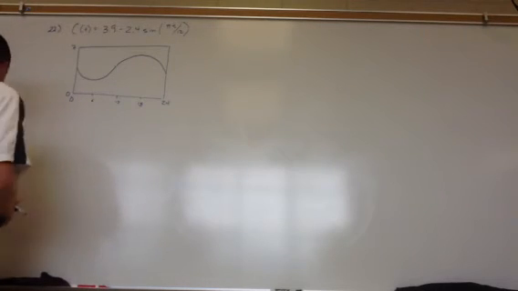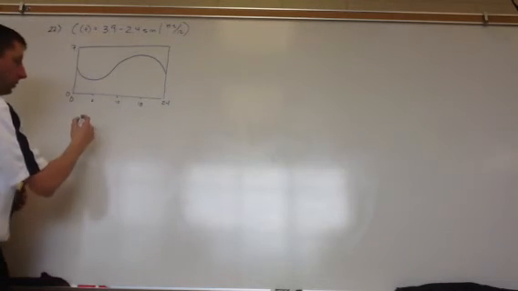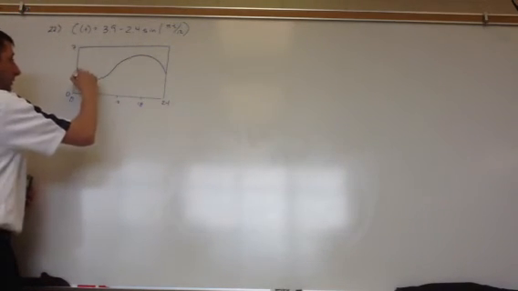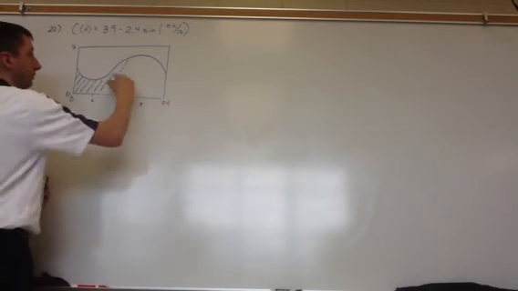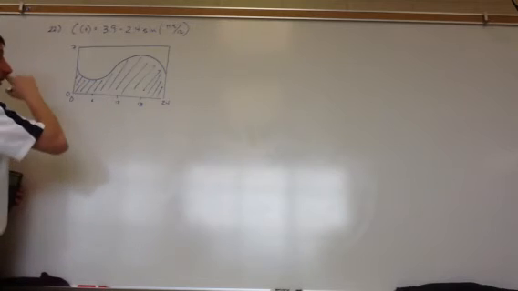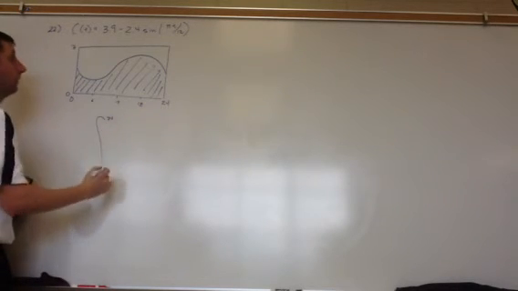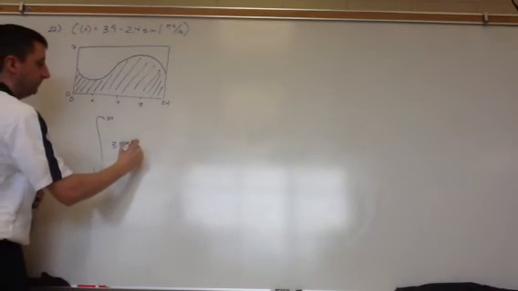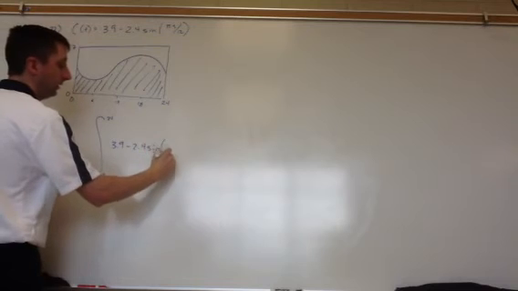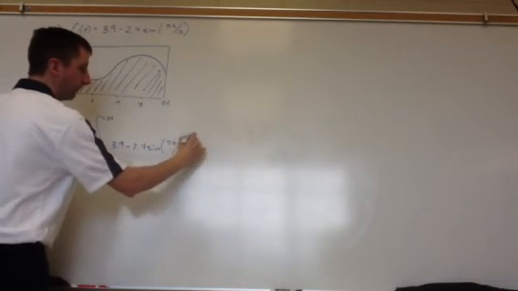So then the question asks, what is the average daily consumption? So what I'm going to do is say, well, that is just basically the area underneath this curve. So I can go ahead and say, all right, let's take the integral from 0 to 24 of 3.9 minus 2.4 sine of pi t over 12 dt.